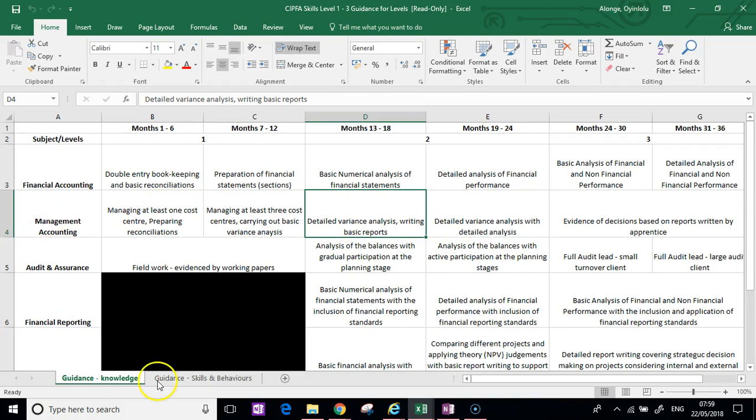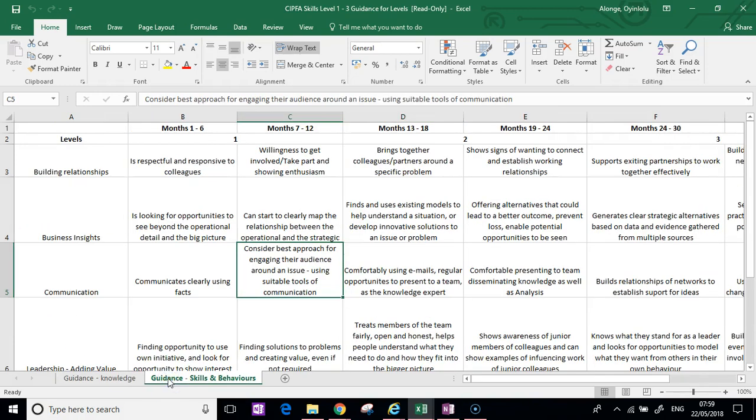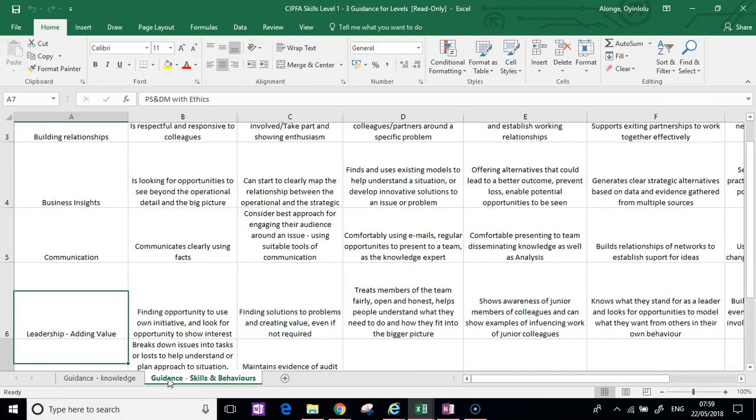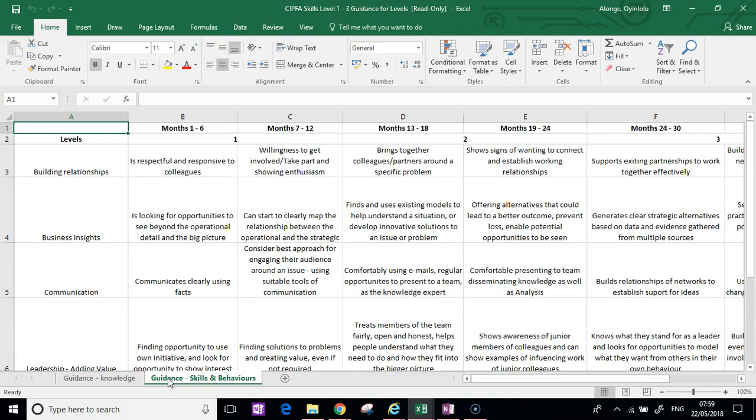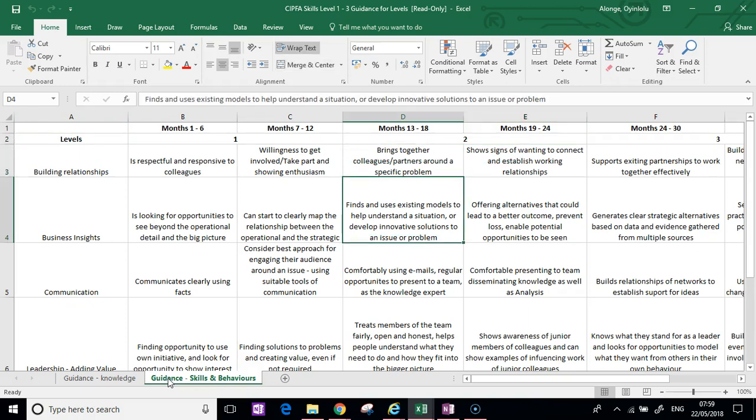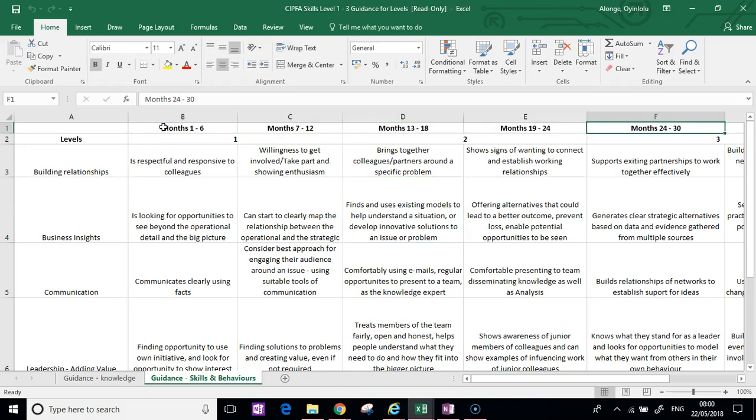Right? So this is knowledge, and then you also have skills and behavior, and the same thing here. You have all the different skills. So that workbook that you've just seen, the student, you could be asking the student questions, but you're asking in this context. This is the level you're looking for, this type of evidence, at this higher level based on where they are in their program. So you have months 1 to 6, months 7 to 12, and so on.